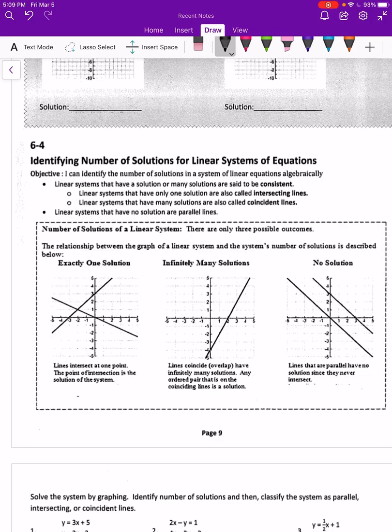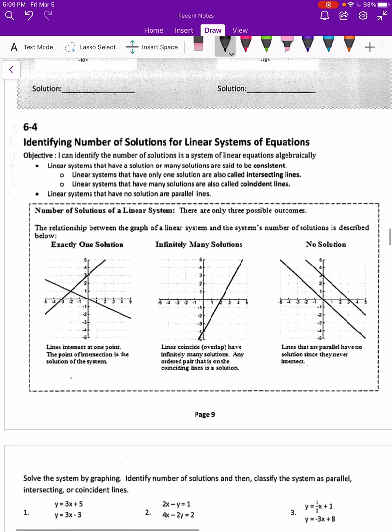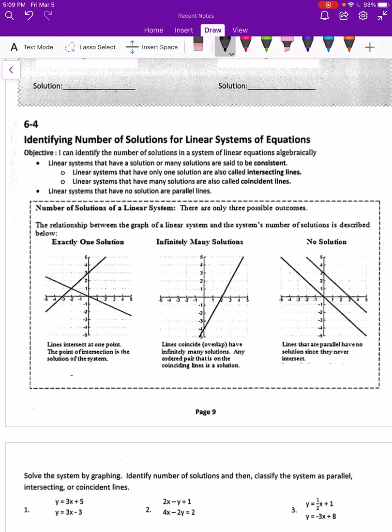Okay, so we are in lesson 6 for identifying the number of solutions for linear systems of equations. We are going to find out that there's more than just one solution sometimes. Linear systems can have a solution or many solutions, and they are said to be consistent. So here we go: number of solutions of a linear system.